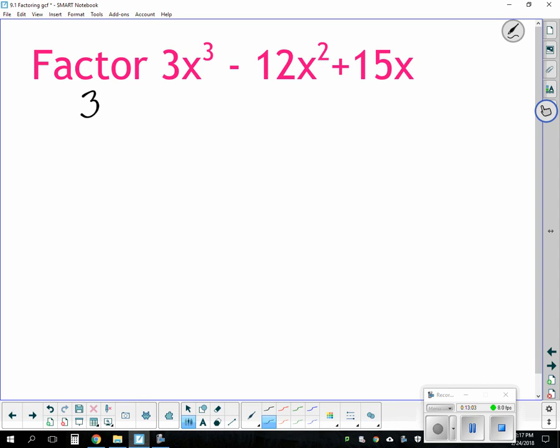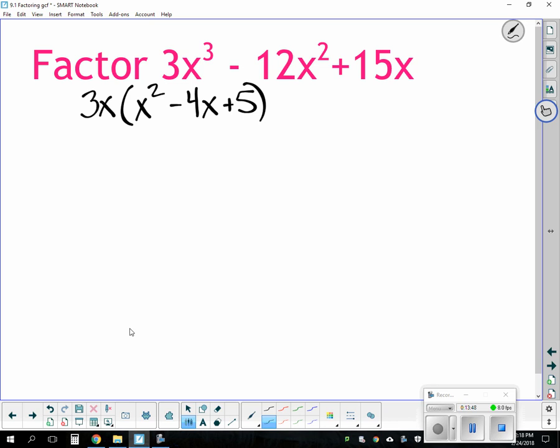I can't divide them all by x to the third. They don't all have x to the third. I can't divide them all by x squared. They don't all have x to the second. All I can divide them by is x to the first because they all have at least x to the first. They might have more, that's fine, but they can't have less than what you pick. So x to the first, the smallest exponent is what you want to choose. Factor it out. So if I have 3x to the third and I take 3x out, x squared is what's left. If I have negative 12 and I take 3 out, I'm doing division, so that's 4. X squared divided by x, that's x. And 15x divided by 3x is 5.